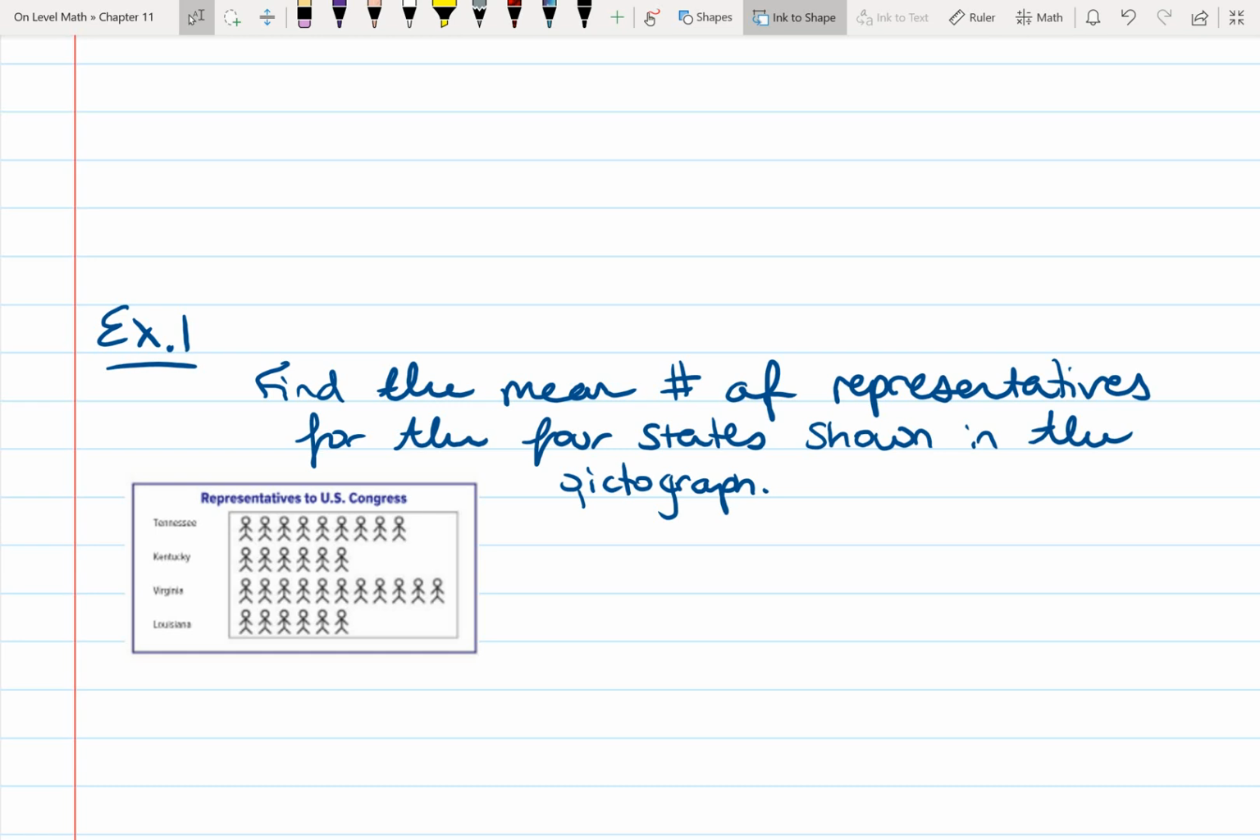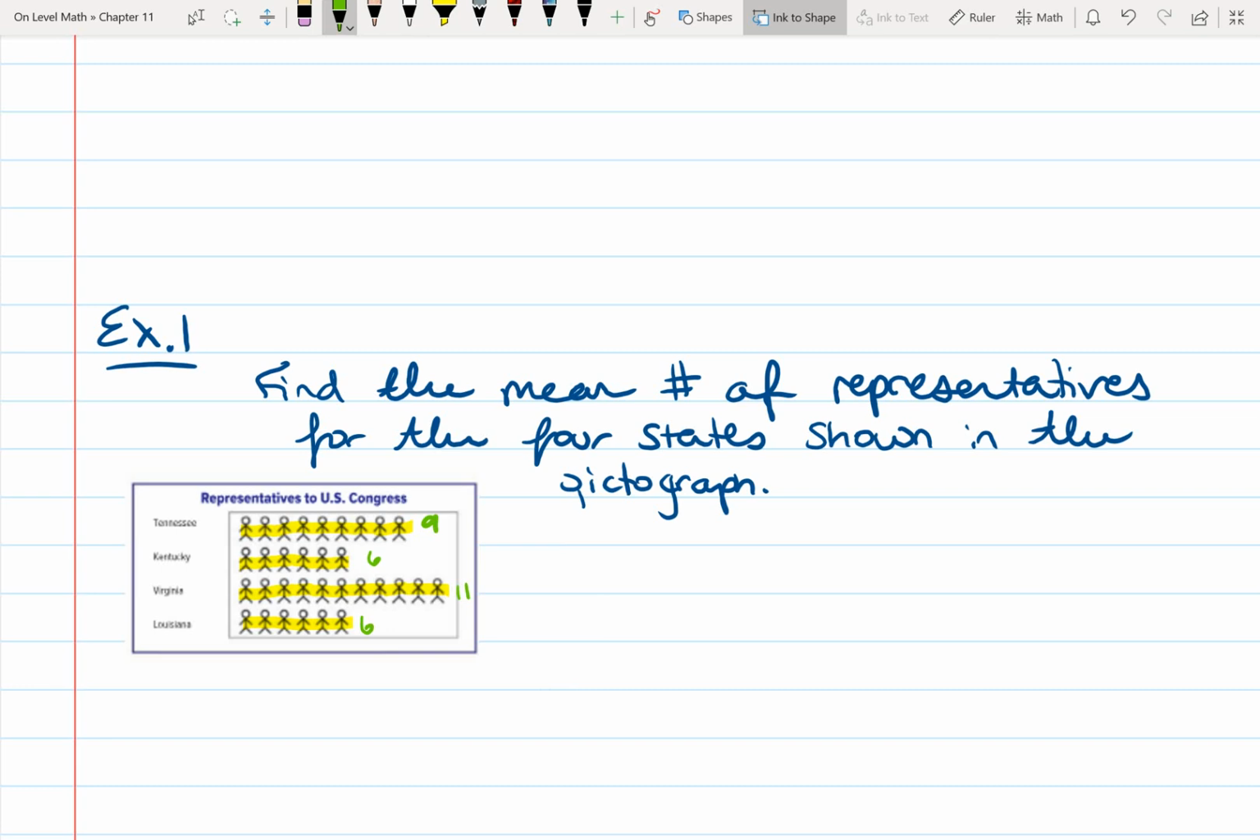This is saying that in Tennessee there are 1, 2, 3, 4, 5, 6, 7, 8, 9 representatives. So the number that represents Tennessee is 9. In Kentucky, 1, 2, 3, 4, 5, 6. So the number that represents Kentucky is 6. 1, 2, 3, 4, 5, 6, 7, 8, 9, 10, 11. So 11 in Virginia. And in Louisiana, we've got 6 again.